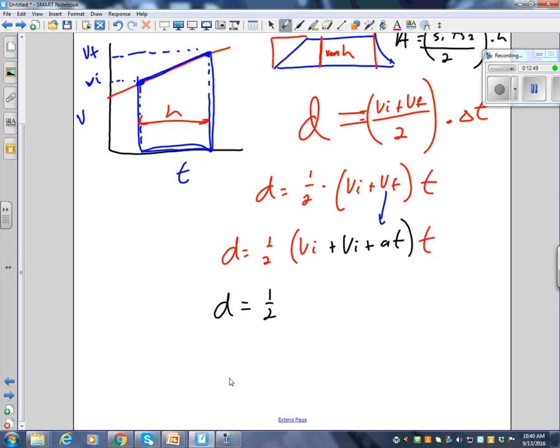I accept your apology. vi plus vi, we can write that as 2vi plus at times t. And now the last step, combine it all together. It's 3 things multiplied together, right? So I'm going to multiply it all together. I'm going to take 1/2. Now when I multiply it all together, I got to take the half times the t, and then I got to distribute it, multiply it by this one, and then multiply it by this one.